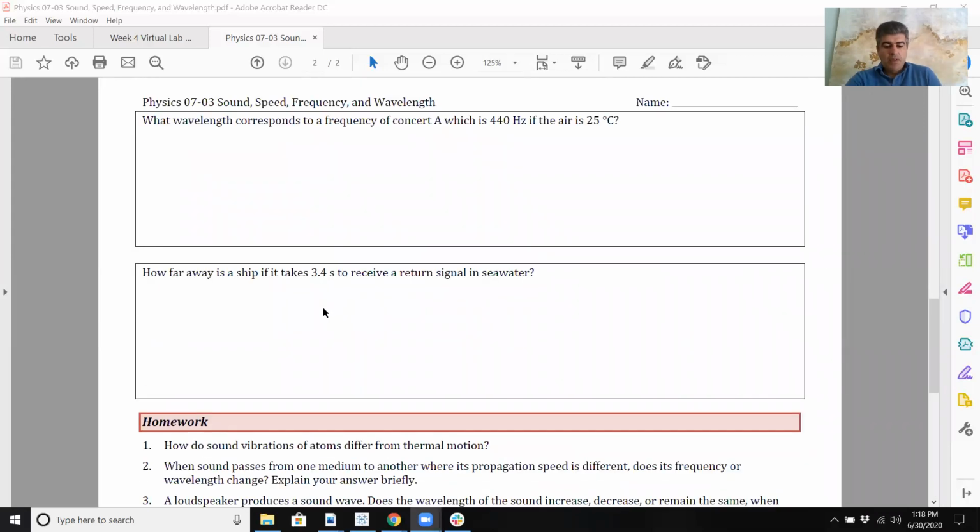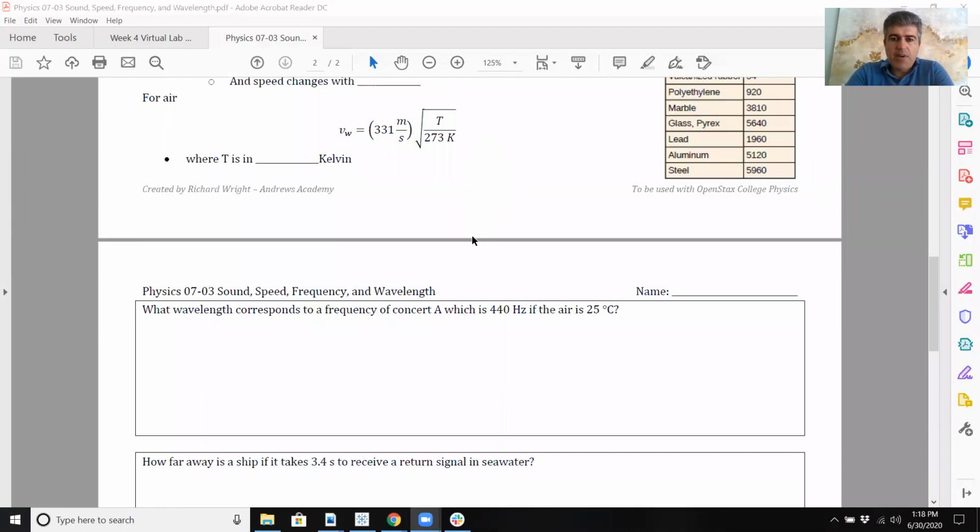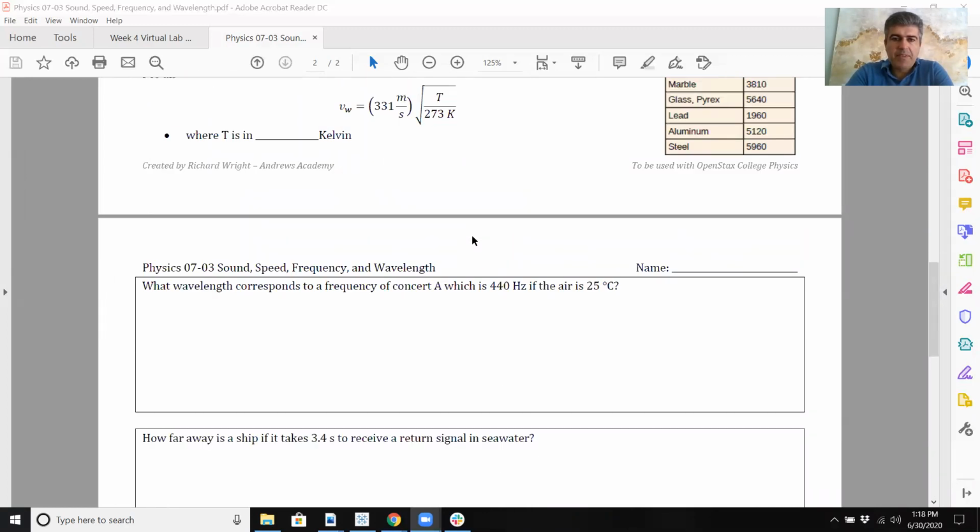Okay, let's look at this one here. What wavelength corresponds to the frequency of a concert A, which is 440 hertz, if the air is 25 degrees Celsius? So let's figure out our velocity. And remember, velocity is 331 times the square root. Now our temperature is 25.